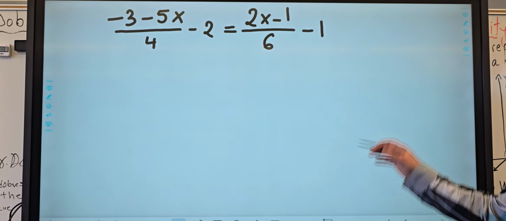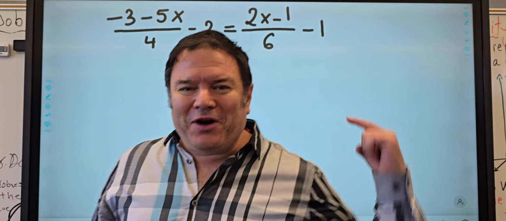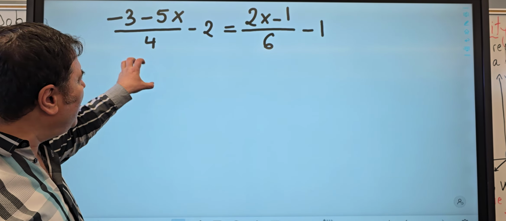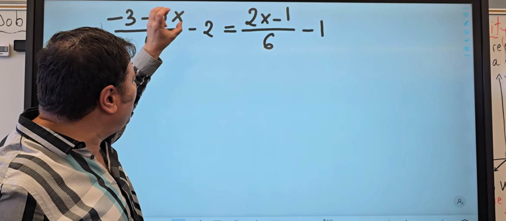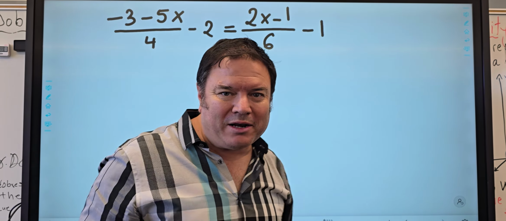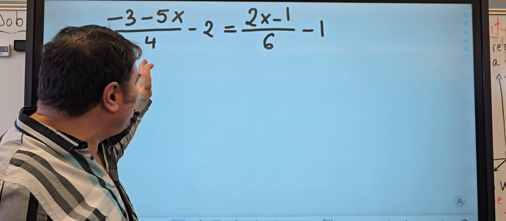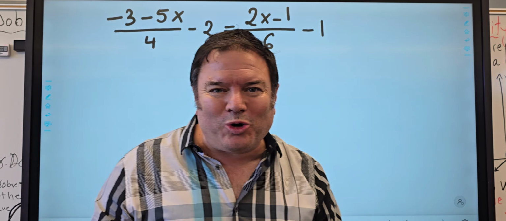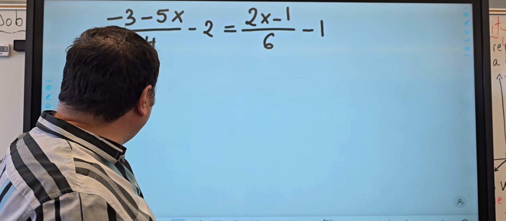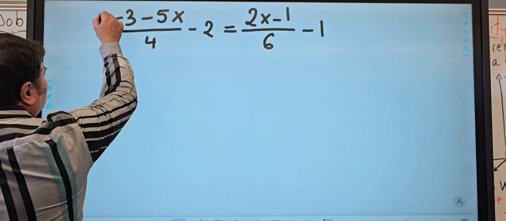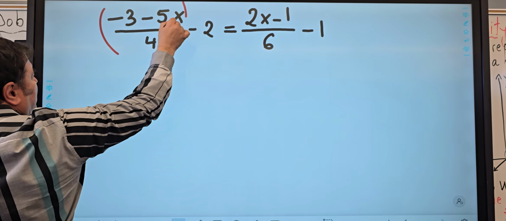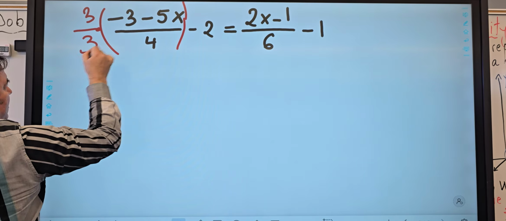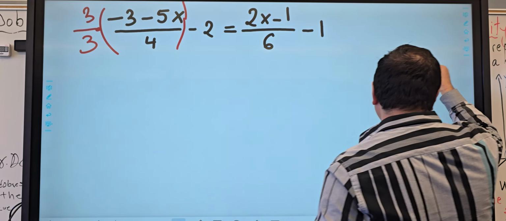Another complex equation. And again, our goal is, first of all, we need to find the least common multiple. So we have a 4 and we have a 6, and here we have the whole numbers, -2 and -1. Looking at 4 and 6, the least common multiple is actually 12, because 4 goes into 12 3 times, so we have to multiply this by 3. Whatever we do on the bottom, we do on the top, because 3 times 4 is 12.